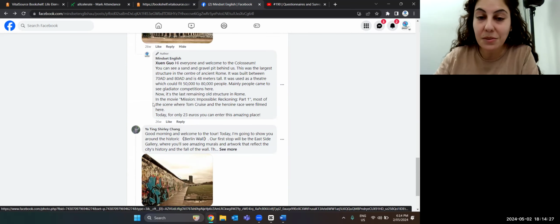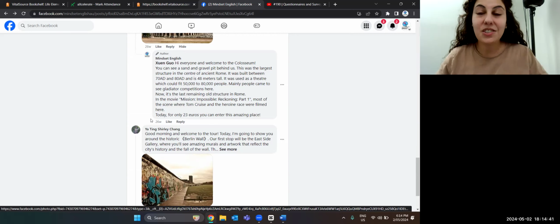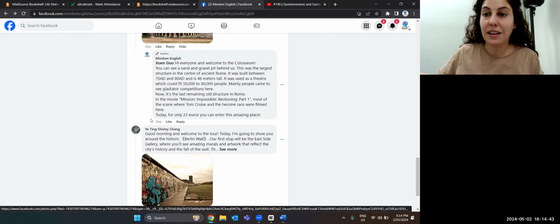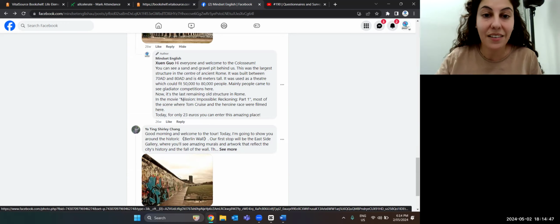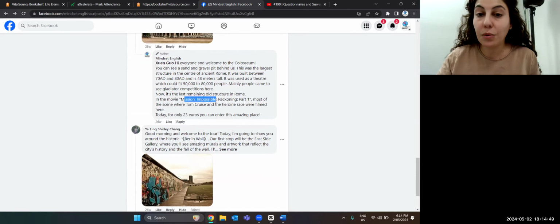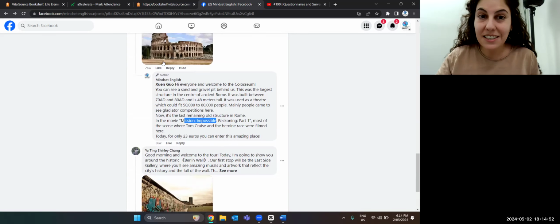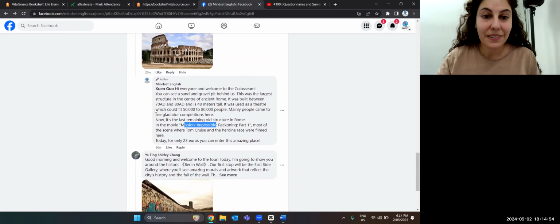In the movie Mission Impossible: Dead Reckoning Part 1, most of the scene where Tom Cruise and the heroine race were filmed here. Today, for only 23 euros, you can enter this amazing place. So really good, not just information about the structure, but something modern, that's interesting right now, that there's a movie that is filmed there with Tom Cruise. So that's really interesting facts. And the year, how tall it is, what's the entrance fee? I like that.